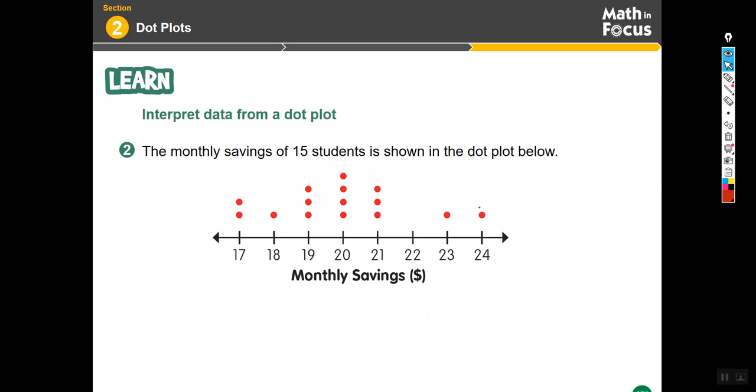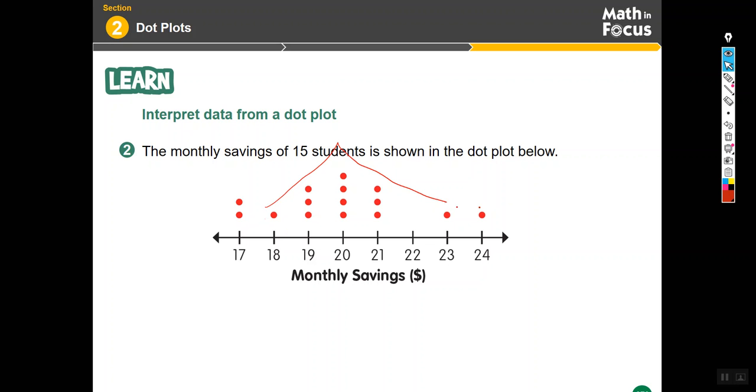Okay, all right, skewed. So here we have some data that we can interpret. The monthly savings of 15 students is shown on the dot plot below. Okay, so would you say that this is symmetrical? Would you say that it's left skewed, right skewed? I believe that if I had to choose any of them, it kind of follows this. I'm going to say that it is symmetrical. This is more symmetrical than skewed to the right or to the left.